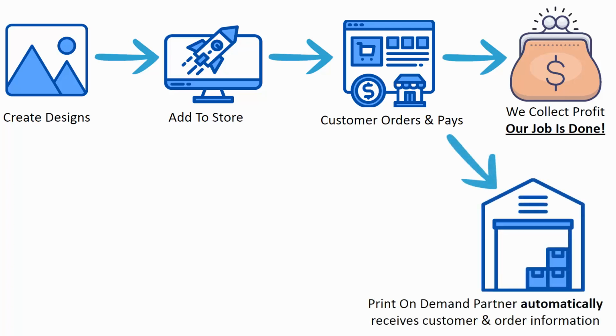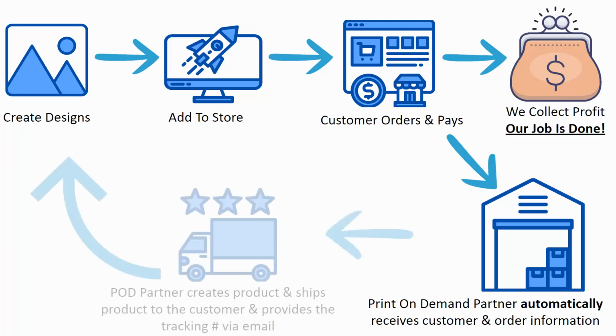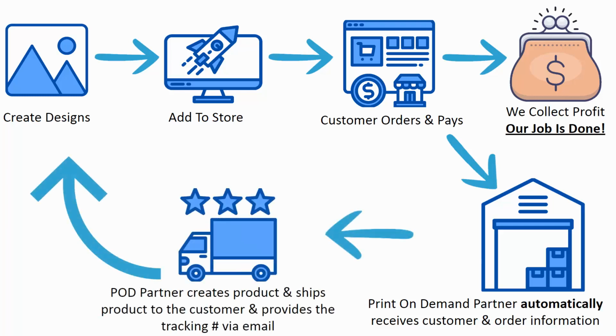Automatically at the same time, our print on demand partner is going to receive the customer information, the order information, you know, what product is it? Is it the doll? What photo was attached to it? What color? What style? Where is it getting shipped to? All of that automatically gets sent to the print on demand partner. And then the print on demand partner does all the rest of the work.